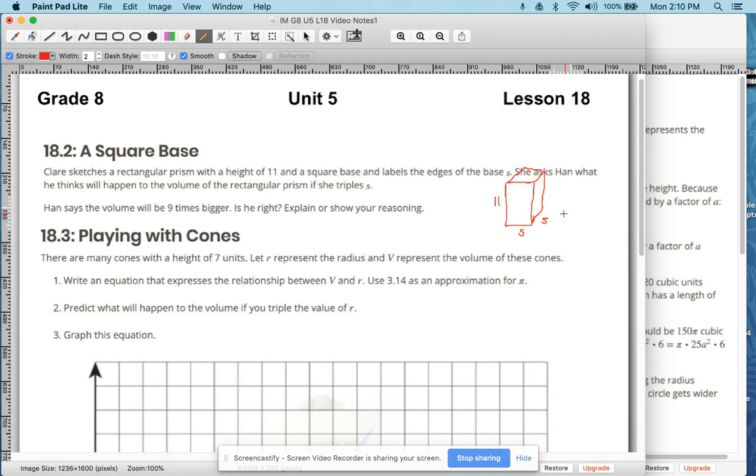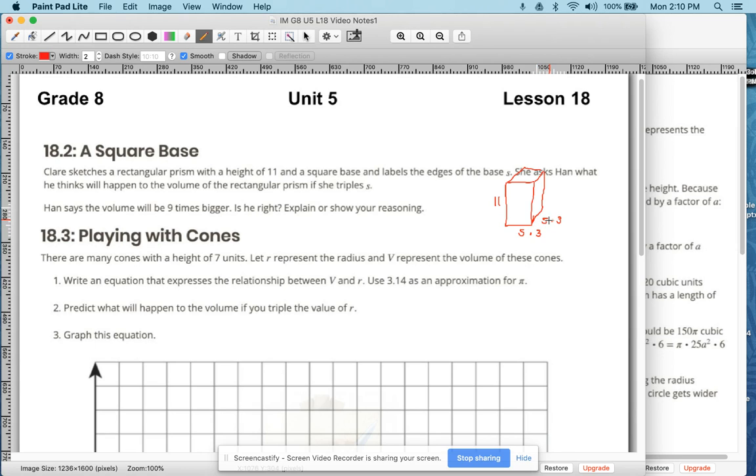Then she asks Han what he thinks will happen to the volume of the rectangular prism if she triples S. So this S, she's going to multiply by 3, and this S, she's going to multiply by 3, because remember, these are equal. And Han says the volume will be 9 times bigger. Is he right? And explain or show your reasoning.